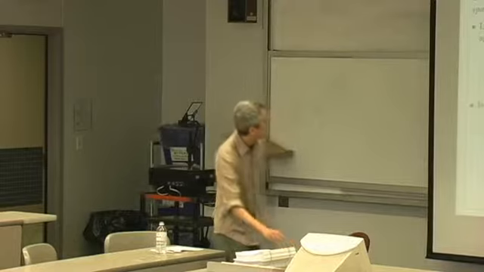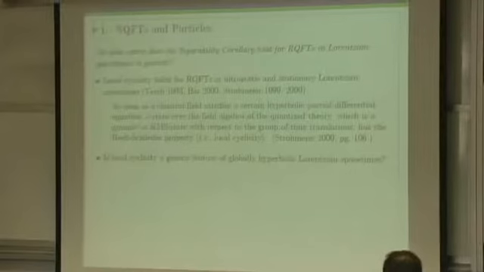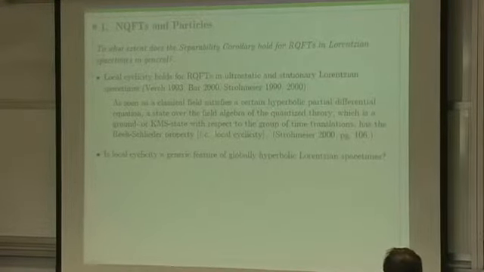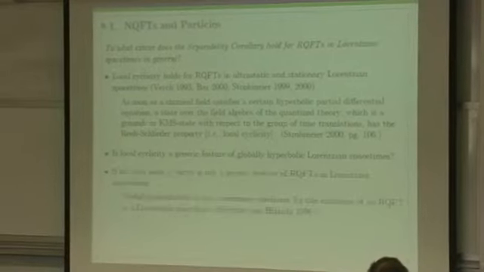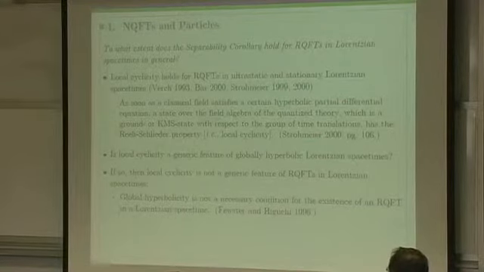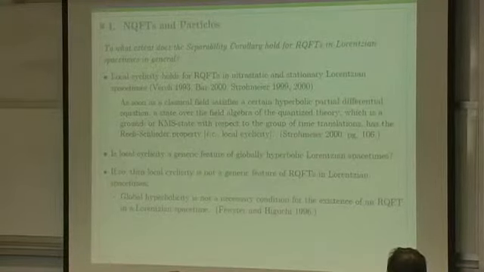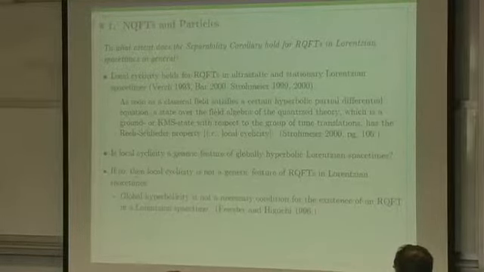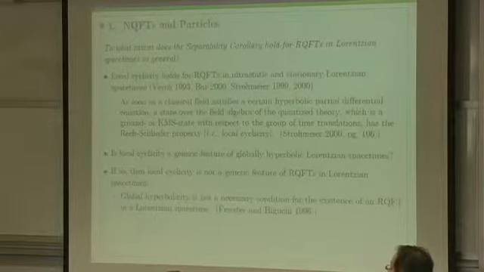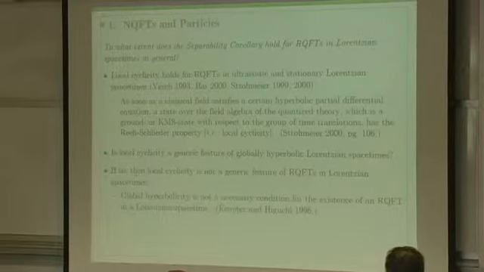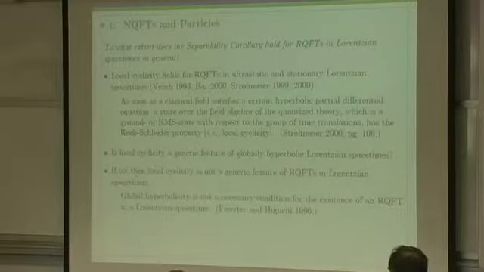Well, this might suggest that local cyclicity of the vacuum is a generic feature of relativistic quantum field theories in globally hyperbolic Lorentzian spacetimes. But if this is right, then local cyclicity is not a generic feature of relativistic quantum field theories in Lorentzian spacetimes in general. Fewster and Higuchi demonstrated that global hyperbolicity is not a necessary condition for the existence of a relativistic quantum field theory on a Lorentzian spacetime.